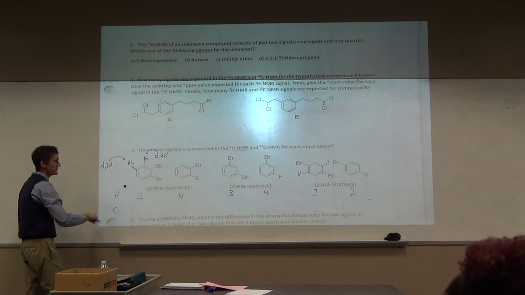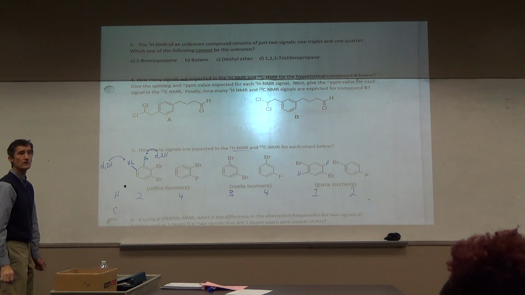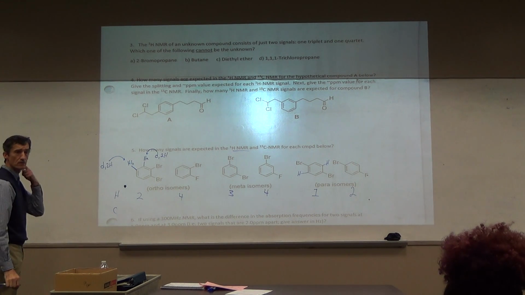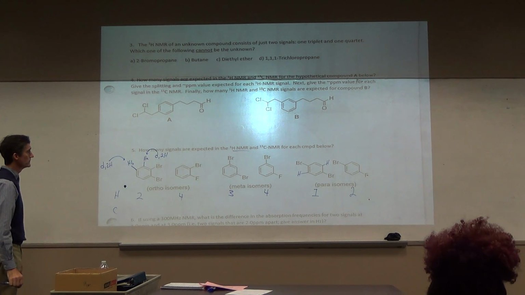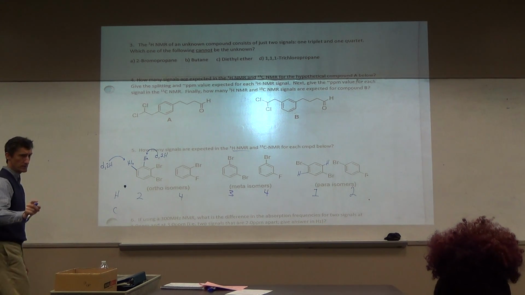Everybody agree? Doublet 2H, doublet 2H? Yes. Will the doublet 2H's for the ortho look any different on the NMR than the para doublet 2H's? We'll get to that. Okay.